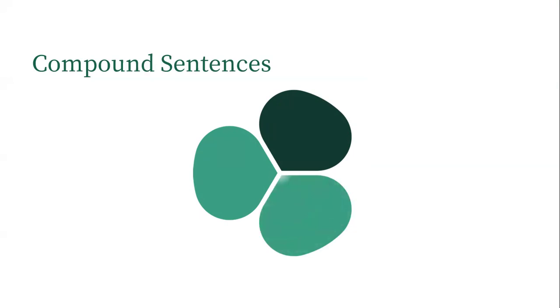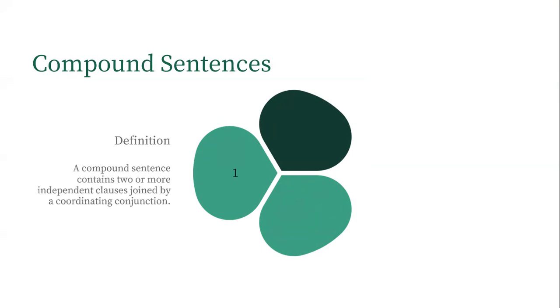The second type of sentence is compound sentences. Compound sentences are basically sentences where two ideas are joined together by using coordinating conjunctions. So this means that your life has become quite simple. You know how to identify a compound sentence.